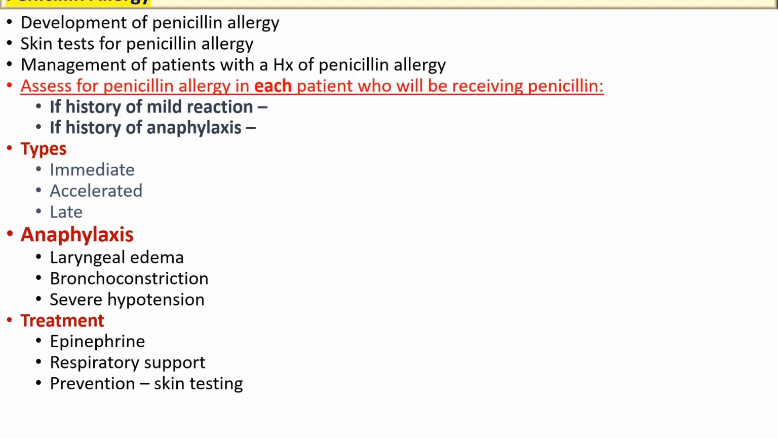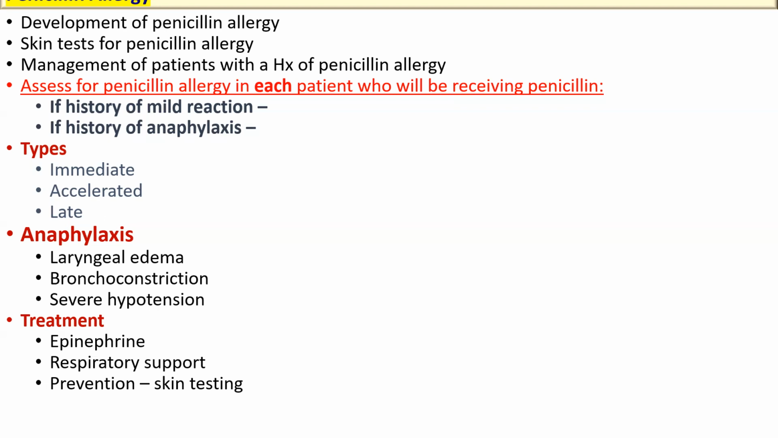The immediate reaction would begin 2 minutes up to 30 minutes from the injection or from receiving the drug. That's immediate. Accelerated would be within about a minute, and it takes up to 72 hours, but it could begin in 1 minute. Late is a reaction that takes days and sometimes weeks to develop.